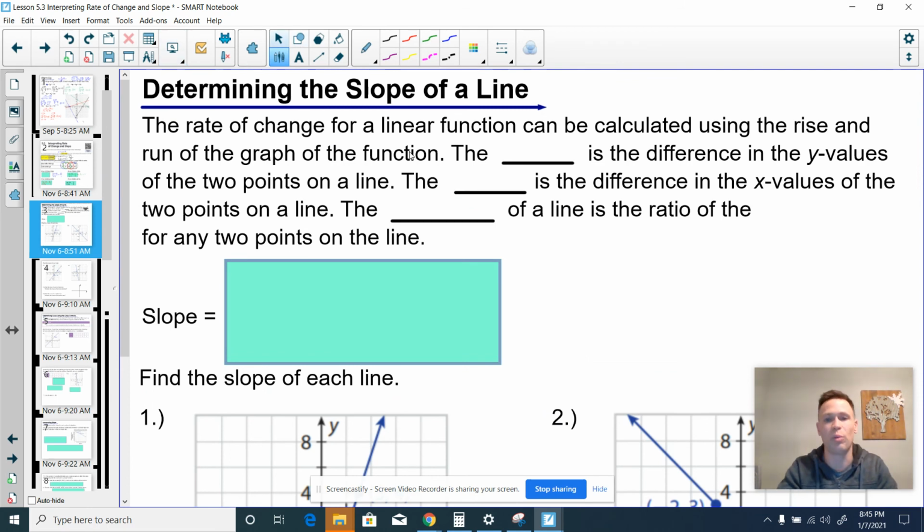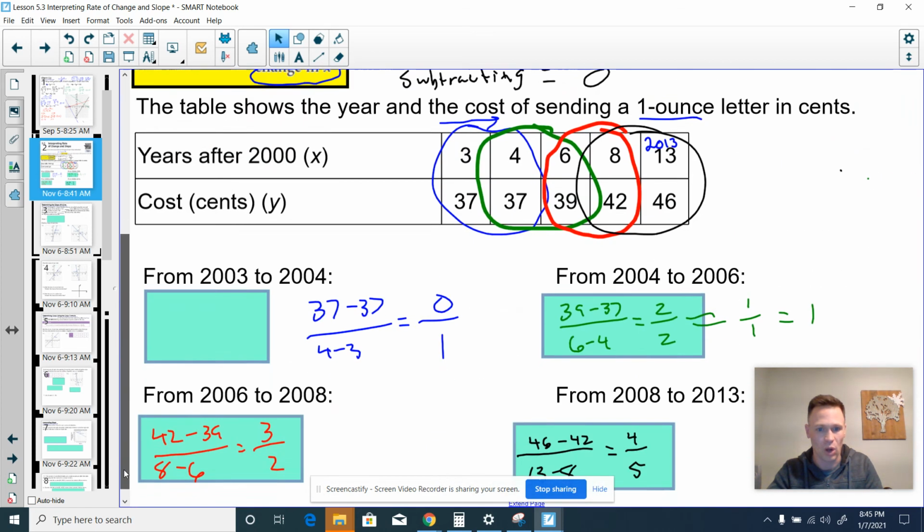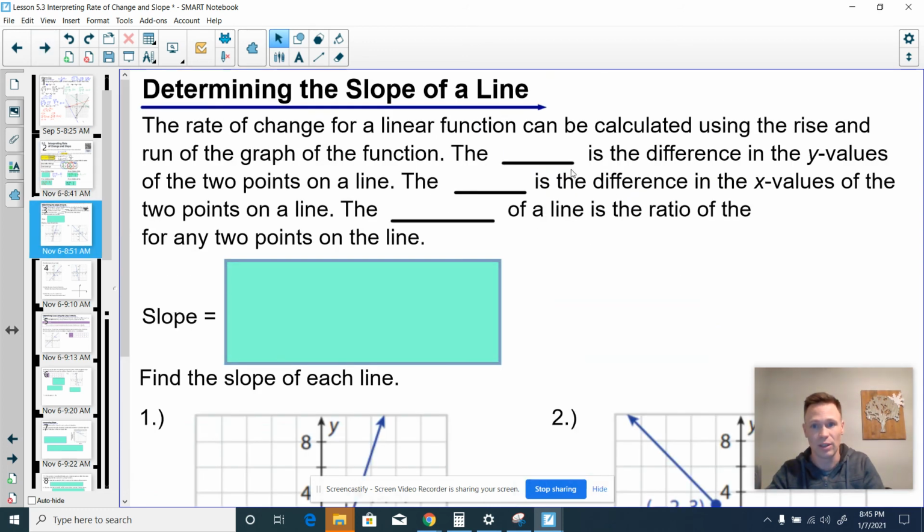All right, determining slope of a line. It says the rate of change of a linear function can be calculated using the rise and the run of the graph of the function. Now, the rise is the difference in the y values. So if we go back to this, the change in y, all of this stuff was the rise. You can think about it as the rise in price, right? The price was rising. So the rise is the difference in y values of the 2 points on the line. The run is the difference in the x values. So we have a rise that goes up and down, and we have a run that goes horizontally, how far we go left or right. So the run is the difference in the x values of the 2 points on the line.